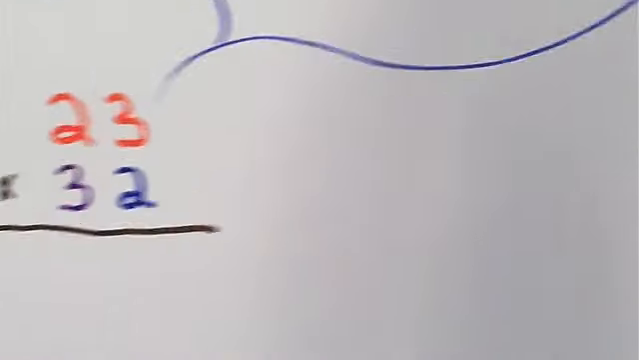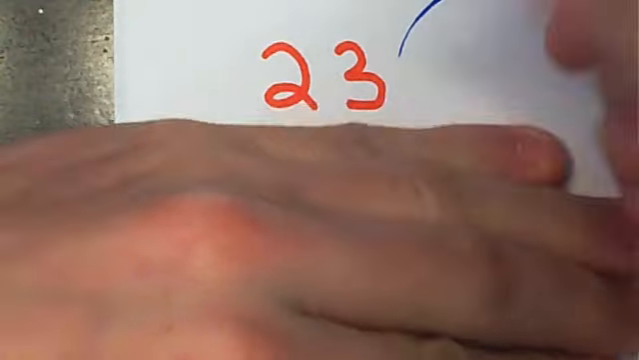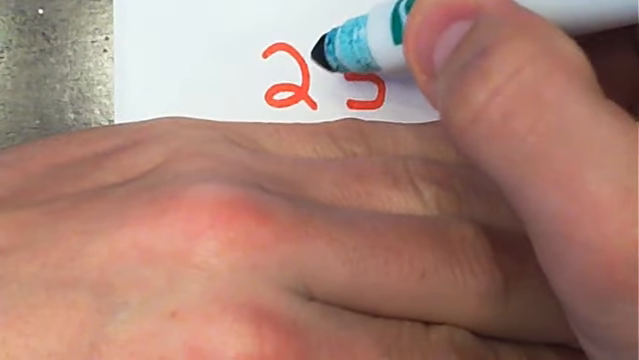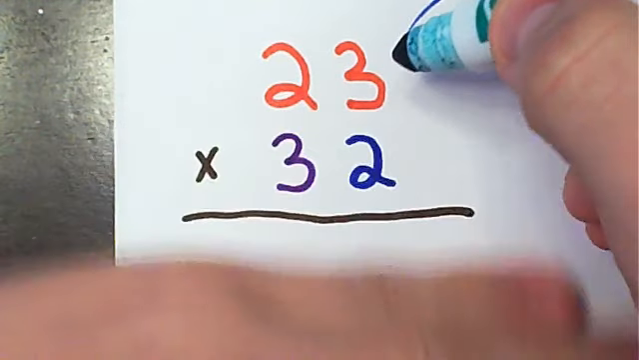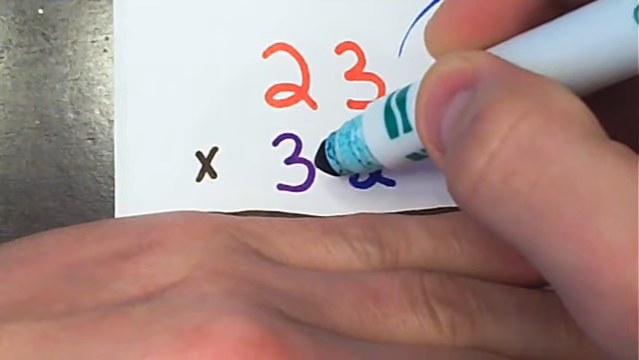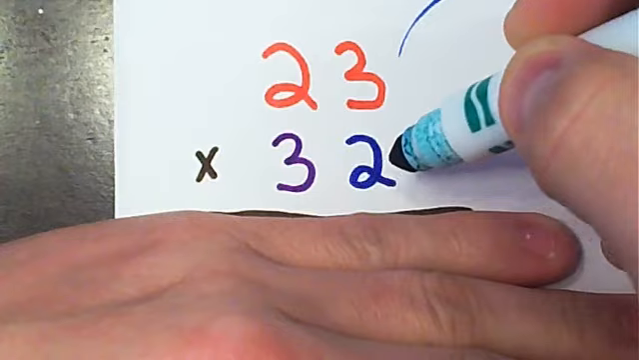So what I've done here is I've color-coded these numbers for 23 times 32. And before we do this, we need to go back over place value for a second. So if you look at the number 23, we have a 2 in the tens place, so this 2 is actually 20. This 3 is in the ones place, so it's just regular 3 ones. This 32, the purple 3 is in the tens place, so it's worth 30. And this 2 is in the ones place, so it's only worth 2.